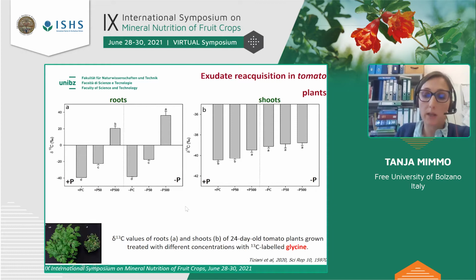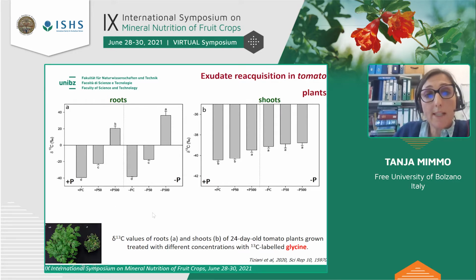So what we did is we used carbon-13 labeled root exudates. We carried out this experiment with tomato plants. We grew tomato plants both in phosphorus-deficient condition and in a full nutrient condition, that's the plus P condition. And we supplied those tomato plants with 13C-labeled root exudates. We chose different compound classes. This slide shows just the results of glycine, an amino acid, but we also tested organic acids like citric acid and malic acid.